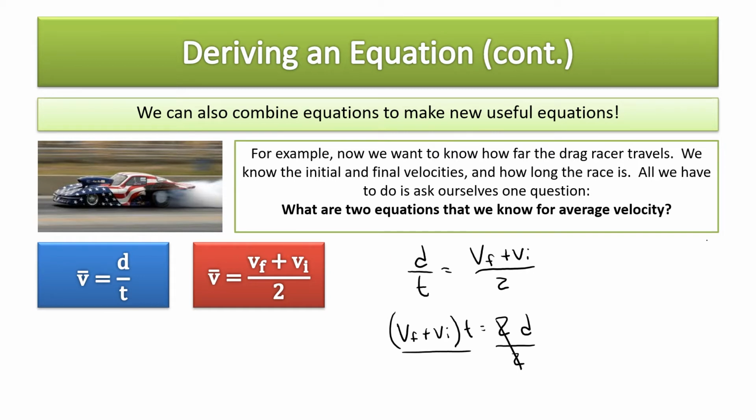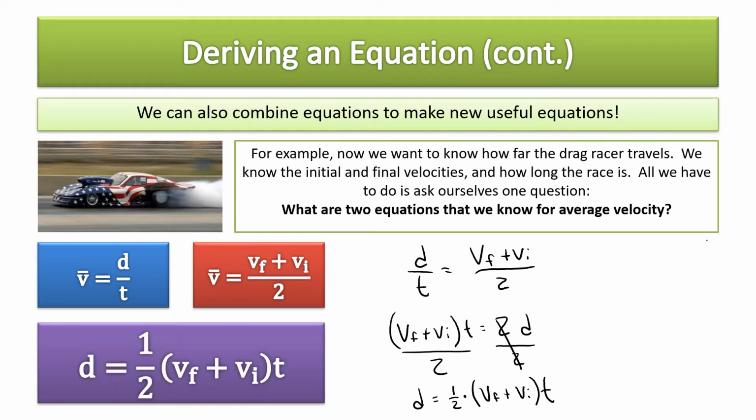And then we could divide by 2 like this, but then we'd have d is equal to a weird fraction like this. So instead we write 1/2. So dividing by 2 is the same as multiplying by 1/2, vf plus vi times t. And now we have a handy new formula that we could use to find the displacement if we know the final and the initial velocities and the time.